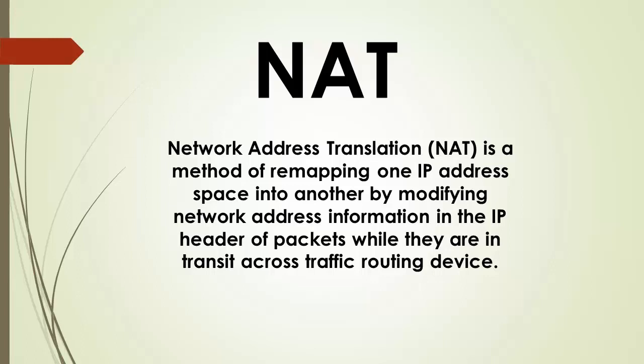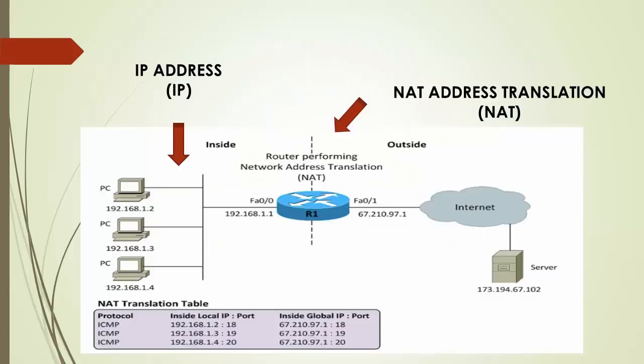NAT is basically network address translation, and network address translation is a method of remapping one IP address space into another by modifying network address information in the IP header of packets while they are in transit across a traffic routing device, for example a router. And this is the figure.